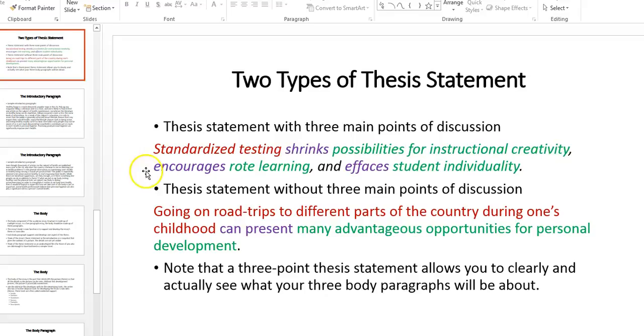Okay. Your second body paragraph, the main idea of that second body paragraph is this. It will discuss how standardized testing encourages rote learning. First, you might want to define rote learning if you were to write on this essay, what it means and how it is probably the least favored mode of learning, and how standardized testing encourages that. Okay, and then your third body paragraph will discuss the third main point of discussion, which is how standardized testing affects student individuality.